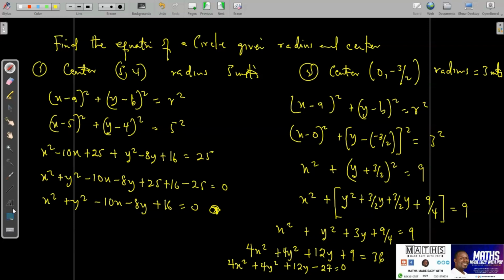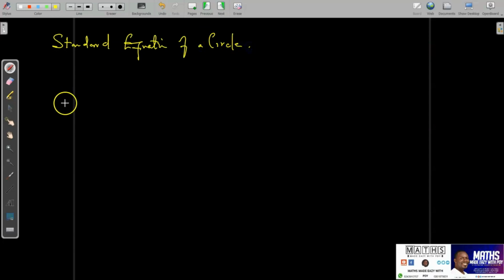When I mean launching into the deep, whenever you are given the equation of the circle, you should be able to generate the center and radius of the circle from the equation given. So that's where we'll be launching into the deep. But before we do so, I want you to write this down. The standard equation of a circle.